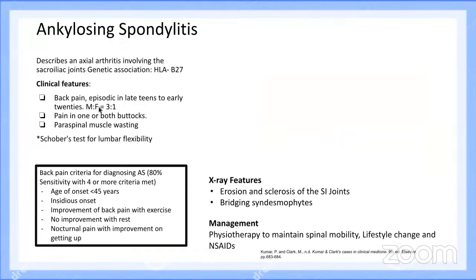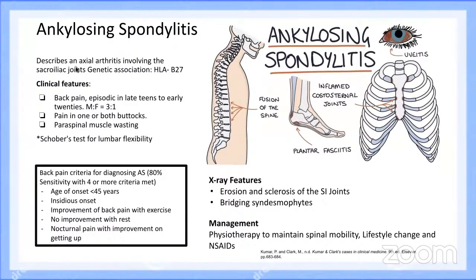Okay, then we'll move on to the spondyloarthropathies. The first one will be the axial arthritis, namely ankylosing spondylitis. This has an association with HLA-B27. Patients will usually be male, young, late teens to early 20s, coming in with lower back pain, pain in one or both buttocks, as well as possible paraspinal muscle wasting on examination. Also, doing a Schober's test is quite useful to assess for lumbar flexibility on examination.